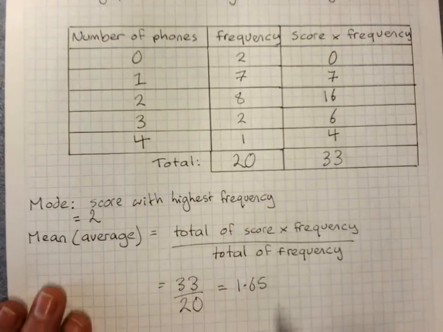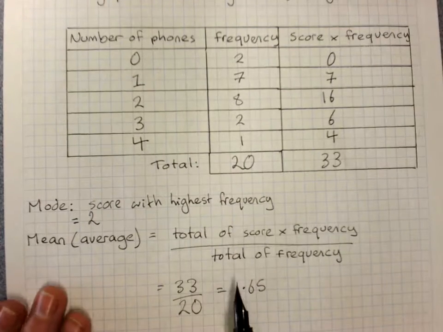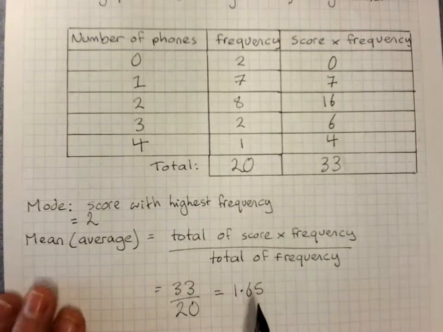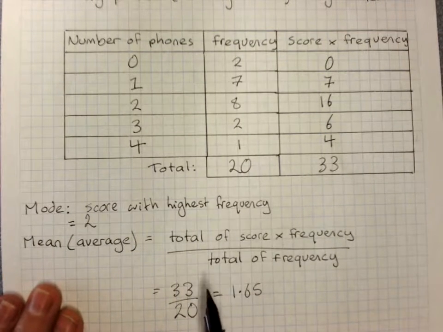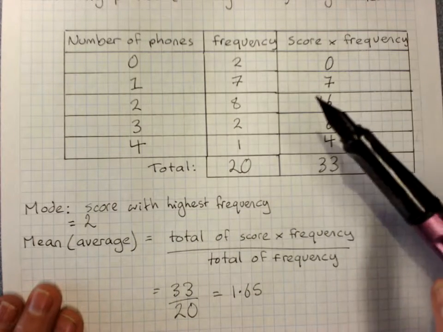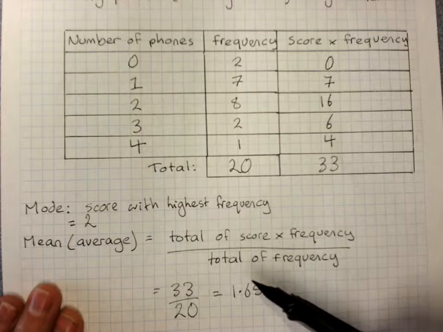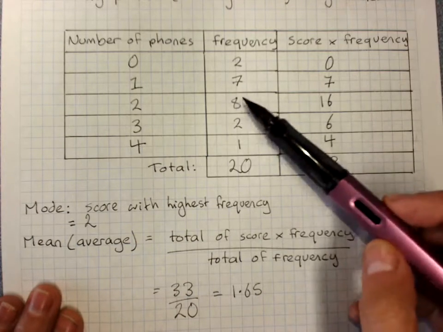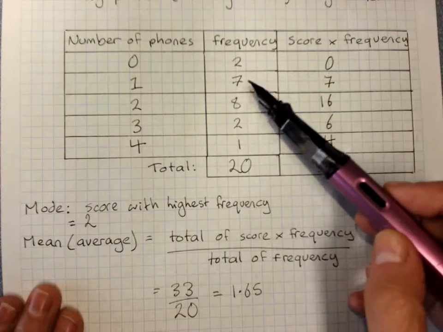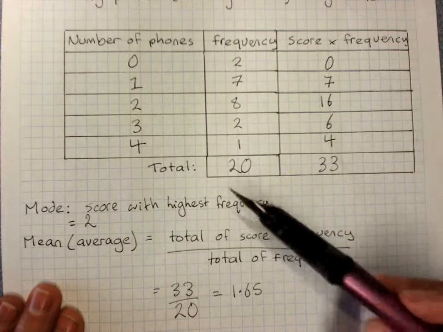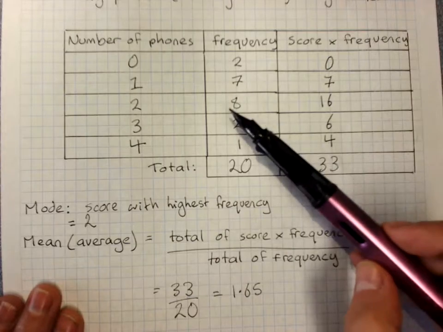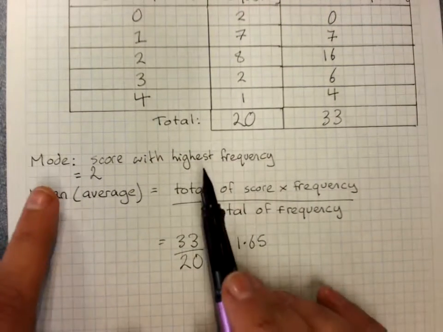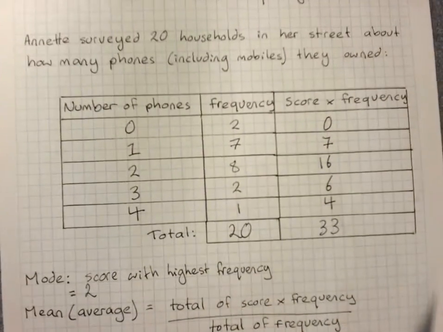per household. Now that's not saying that every house has 1 phone and 2/3 of a phone lying in a drawer somewhere where it got broken. It's just saying that on average, a bit more than 1 or a bit less than 2, around the 1 or 2 mark is kind of normal. And you can see that from our data. Around 1 or 2 is kind of normal, but it's a bit more than 1 and a bit less than 2. So that's how you get the mode and the average from a frequency table.